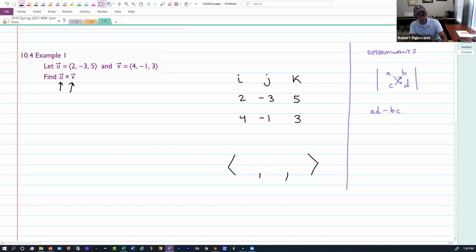To figure out this component, we are going to hide the first column. I like to put my hand over it. I'm just going to cover up the i column, and do this determinant on these numbers right here. Let's see what we get. We get -3 times 3, which is -9. And then I'm going to do what? You know what? Did I put add? Why did I put subtract here?